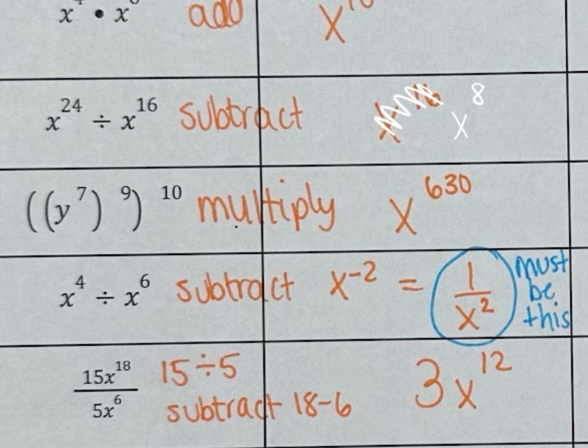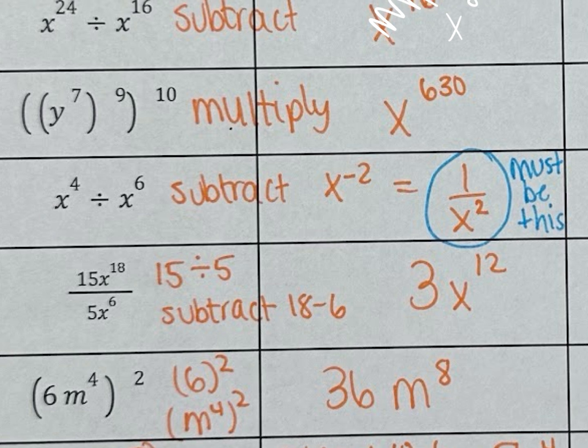Okay, next question, we're dividing the coefficients. 15 divided by 5 is 3, and subtracting the exponents, 18 minus 6 is 12. Nobody lives in the denominator, so we don't need a denominator.